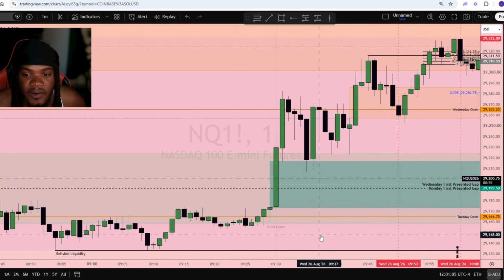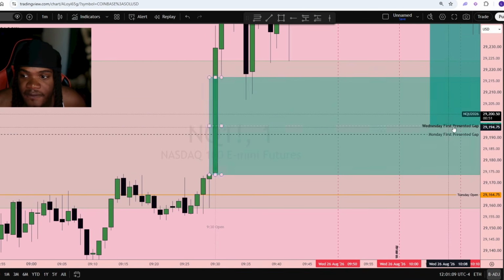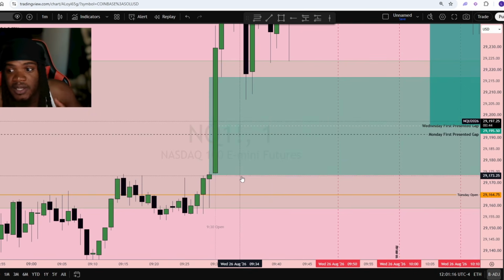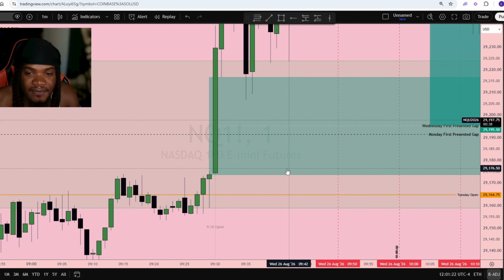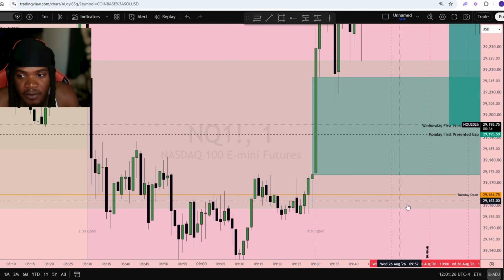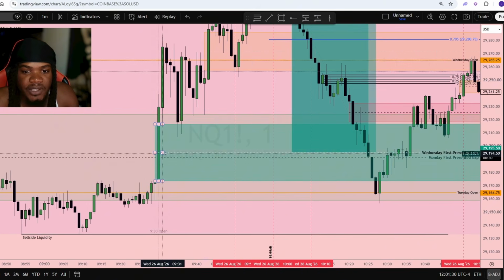But why did I decide to take profit where I took profit, which is right here? If you come over here and you look at this candlestick right here, what is this? This is the Wednesday first presented fair value gap, right? That forms after 9:30. So this is that 9:30 opening. Whatever fair value gap forms first after 9:30, you want to mark that off on your chart as well. And I got that highlighted in green here, right? My first presented gaps are always going to be green. So we got that on the chart, boom.